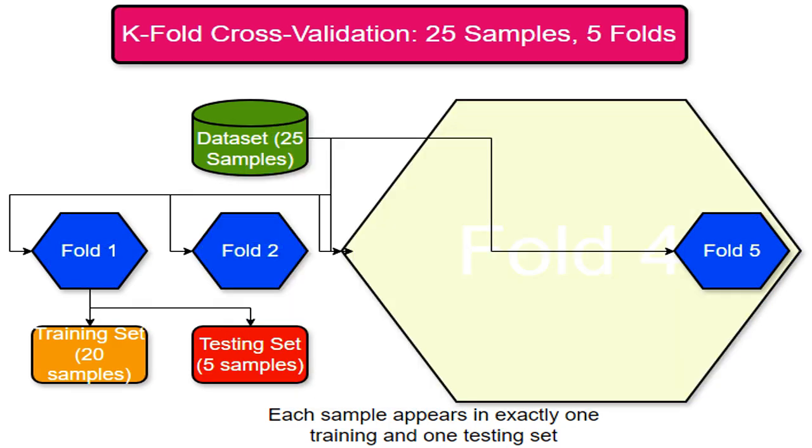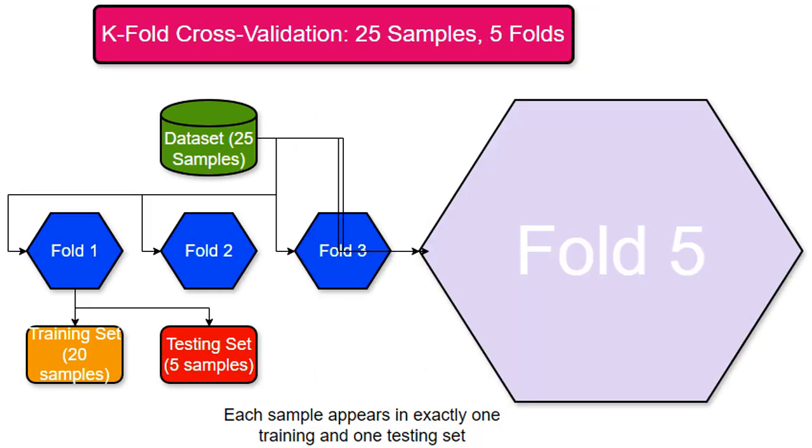Another set of 5 samples, forming a testing set for this iteration. As usual, the other 20 samples serve as the training set. The final fold with 5 samples, again used as the testing set. In this iteration, the remaining 20 samples constitute the training set.